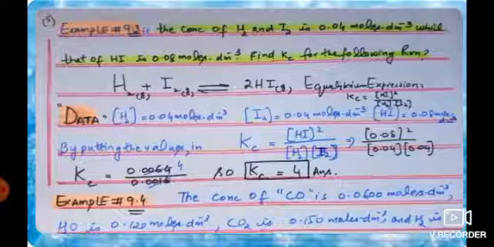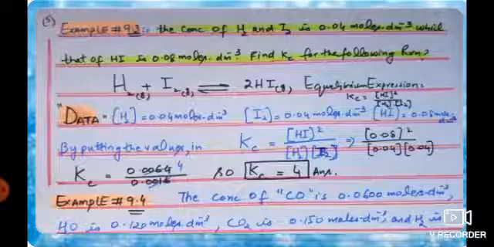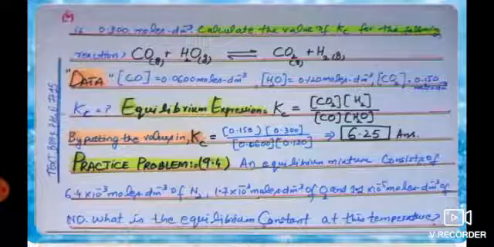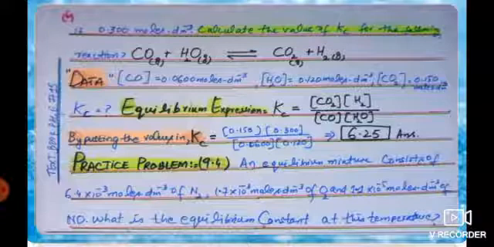Example 9.4. The concentration of carbon monoxide is given as 0.0600 moles per dm cube, the water concentration is 0.120 moles per dm cube, the carbon dioxide concentration is 0.150 moles per dm cube, and the hydrogen is 0.300 moles per dm cube. Now calculate the value of Kc for the following reaction. As the equation is provided, we will write the data. The different concentrations of the reactants and products are provided, which we will write in the data.